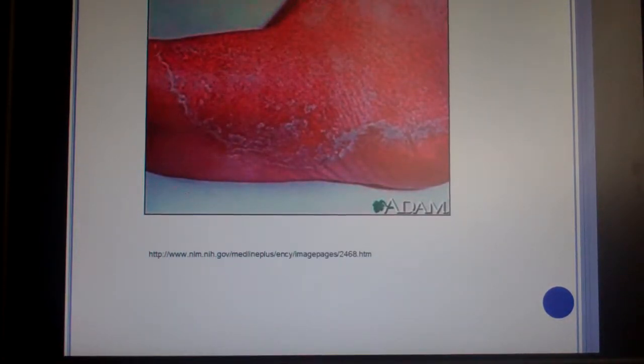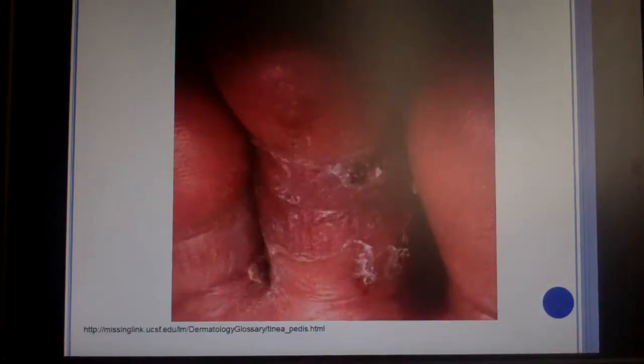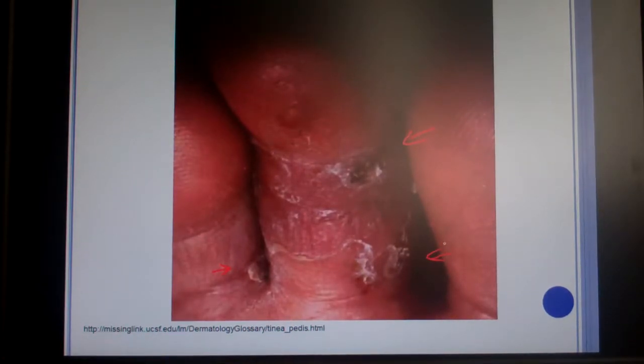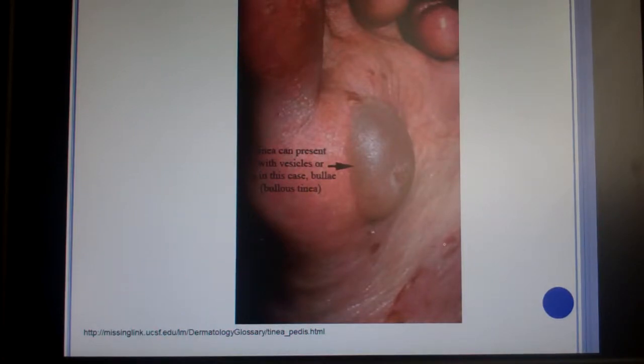Okay, yet another one. This is obviously the foot, so tinea pedis, or athlete's foot, as it's called. This is another one. Okay, athlete's foot, all over that toe. It's pretty much everywhere. Okay. Sometimes tinea, the fungal infection, can present with vesicles or bullae, or bullous tinea as they call it. So you still have the fungal infection, but now it has a big fluid-filled blister.